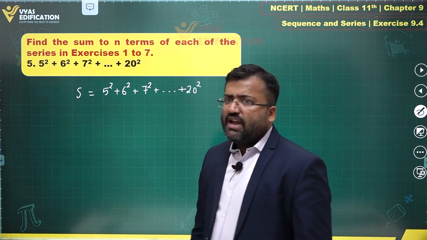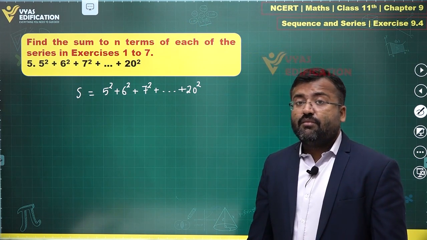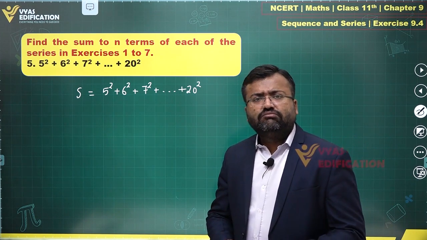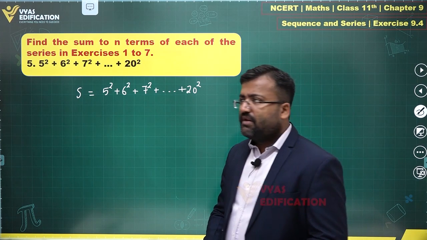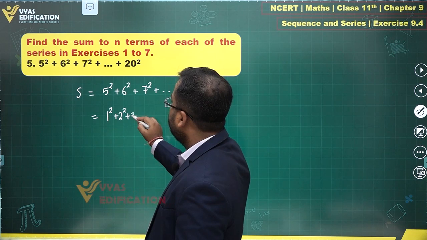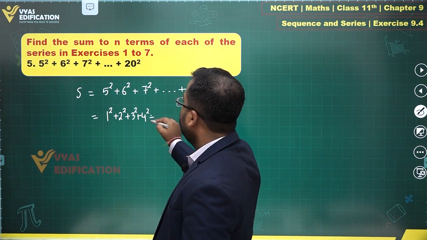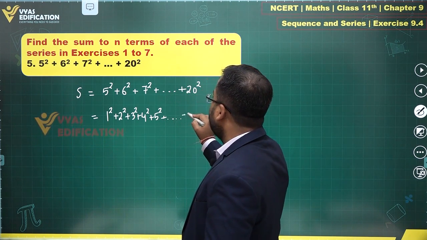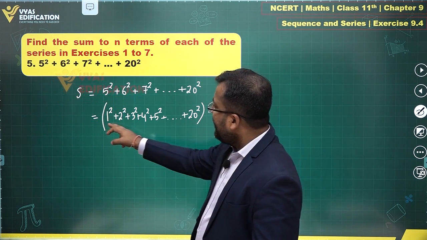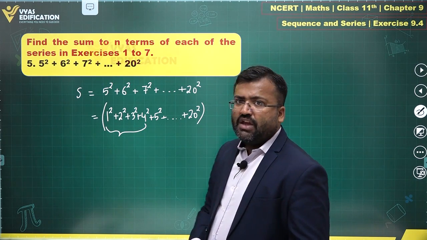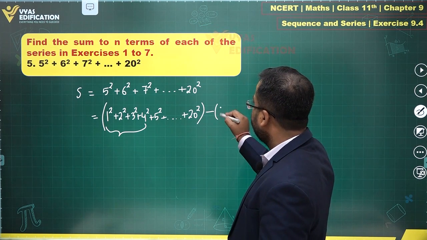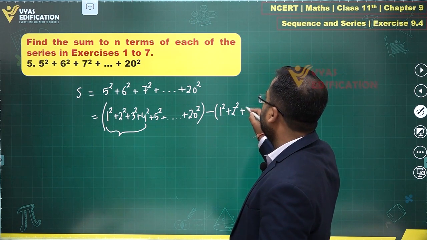I know the summation if the numbers start from 1 square. These don't start from 1 square. Why not give them the remaining terms? What do I want to do? I want to write 1 square plus 2 square plus 3 square plus 4 square plus 5 square plus dot dot dot up till 20 square. What are you trying to do? I've simply added these few terms over here. If you have added something, you need to subtract something. I'll subtract them.